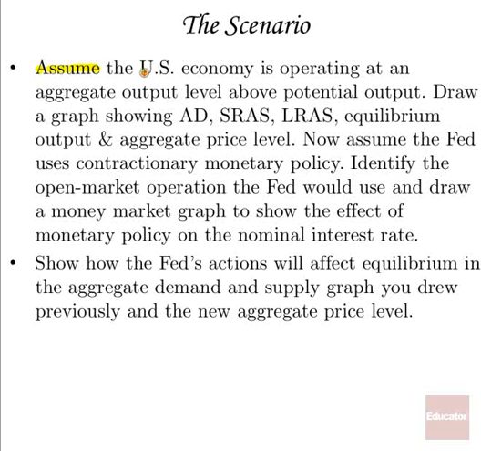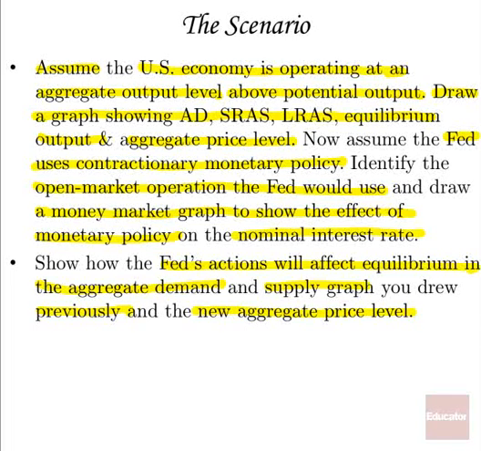Assume the U.S. economy is operating at an aggregate output level above the potential output. Draw a graph showing AD, SRAS, LRAS, equilibrium output, and aggregate price level. Now assume the Fed uses contractionary monetary policy. Identify the open market operation the Fed would use and draw a money market graph to show the effect of monetary policy on the nominal interest rate. Show how the Fed's actions will affect equilibrium in the aggregate demand and supply graph you drew previously and the new aggregate price level. Okay, that's only part of it here.